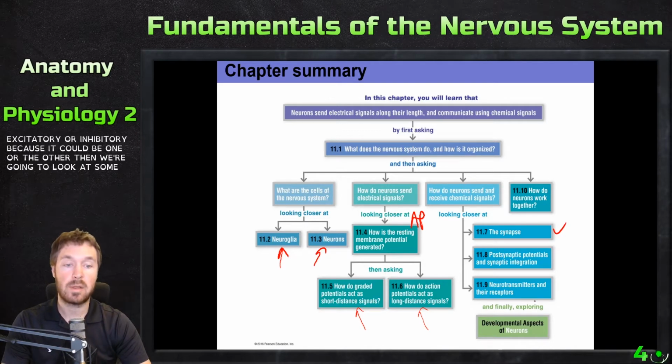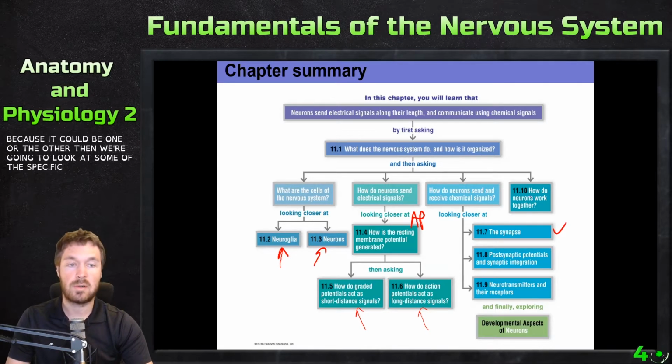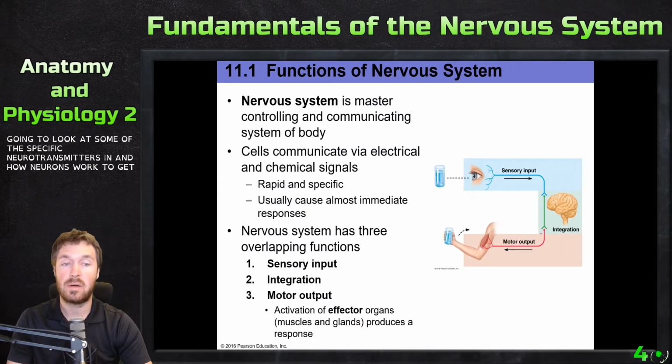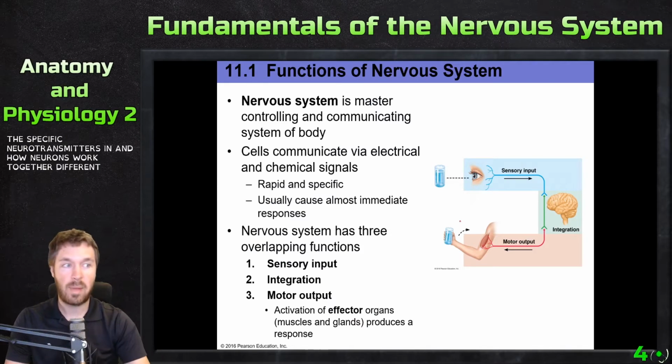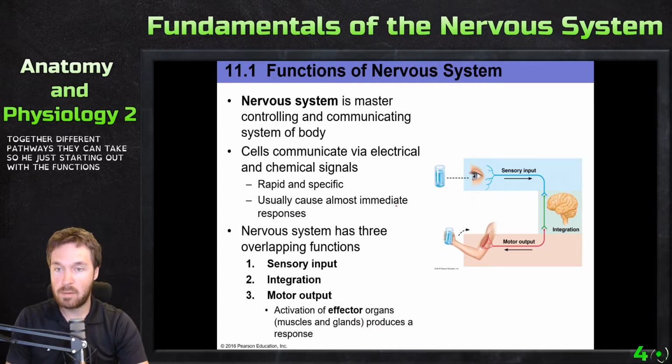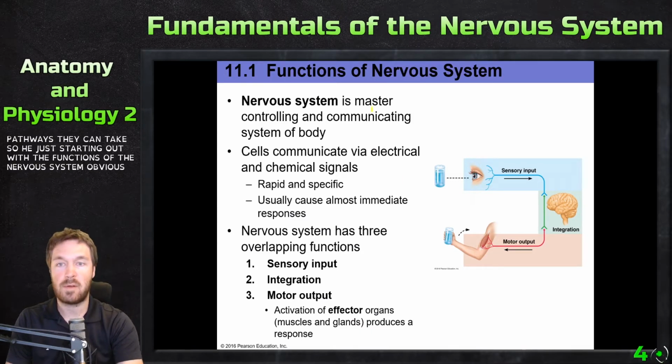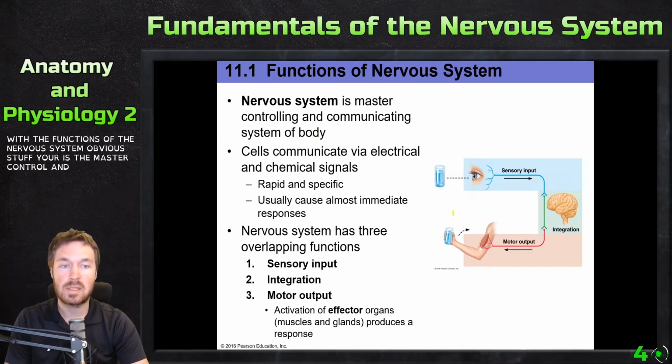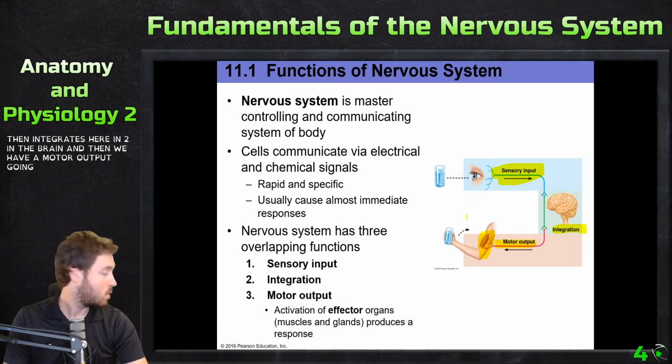Then we're going to look at some of the specific neurotransmitters and then how neurons work together, the different pathways they can take. So here, just starting out with the functions of the nervous system, just obvious stuff here, it is the master controlling communicating center of the body. So we have to have a sensory input coming in. It then integrates here in the brain, and then we have a motor output going to a muscle.